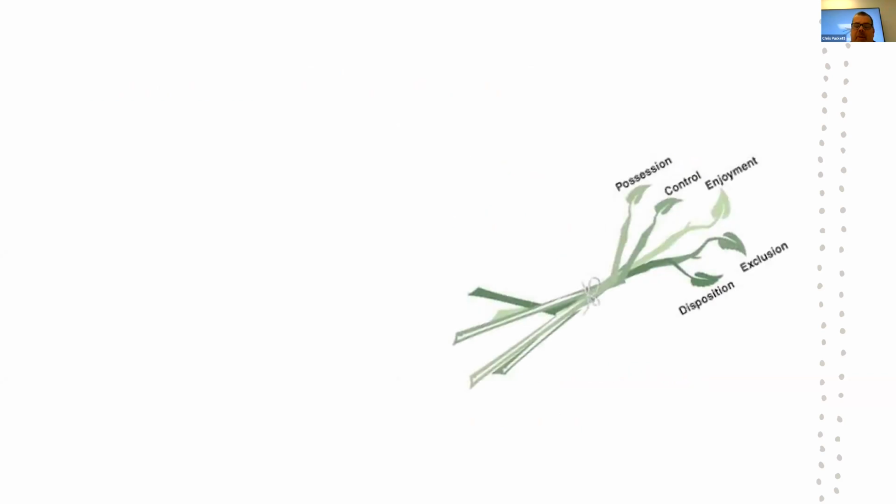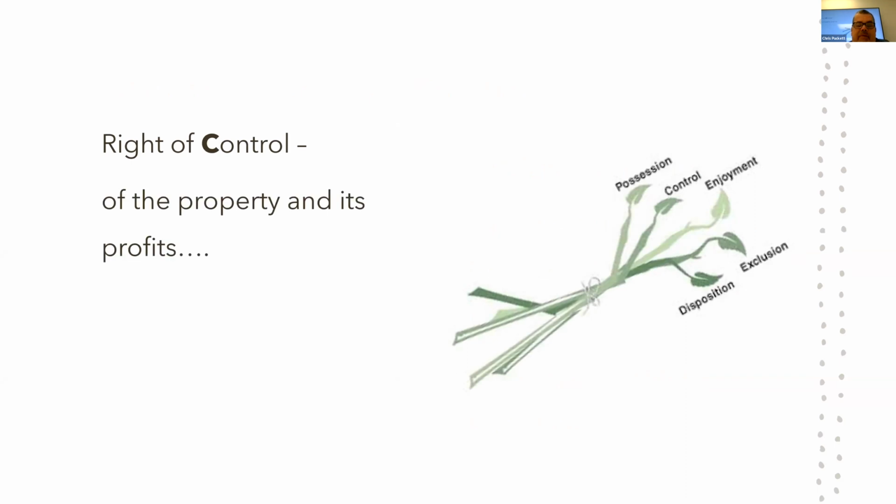So one thing to remember, and I'm going to make your heads hurt here, we talked about a bundle of legal rights when you buy a property. One of those is the right of control, and you can control what you do on the property and its profits within the framework of the law. So it's not carte blanche to do what you want.